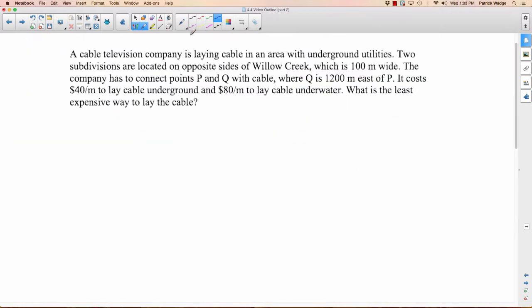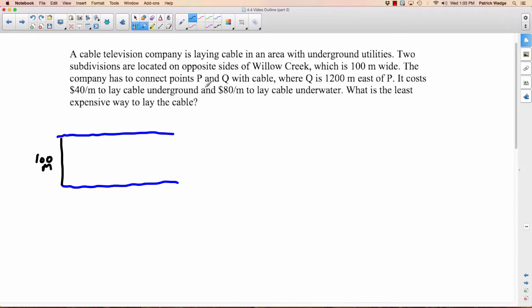Okay, we did it. Okay, a cable television company is laying cable in an area with underground utilities. Two subdivisions are located on opposite sides of Willow Creek, which is 100 meters wide. So let's start by drawing that. Here's a bank and a bank, and it's 100 meters wide. So from here to here, it's 100 meters.